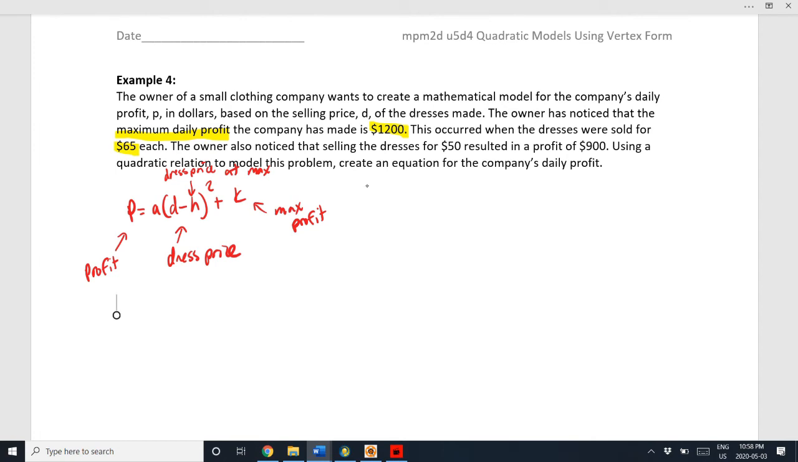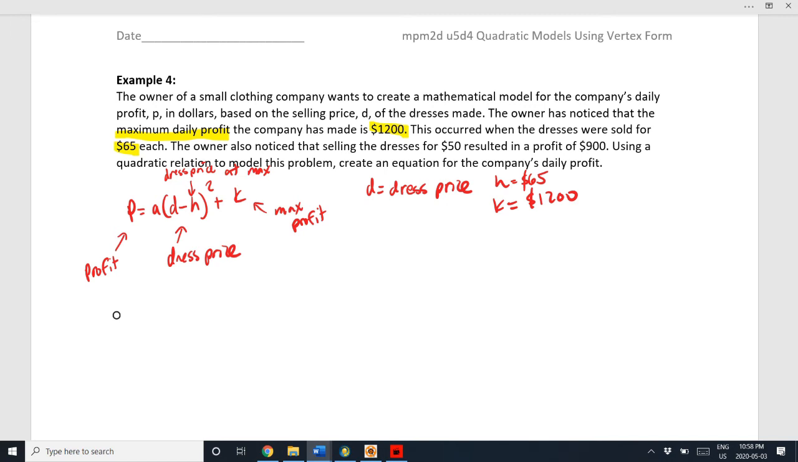Okay, so we know D is equal to our dress price, and we know our maximum occurs when our dress price is at $65. So our H is equal to dress price is $65. Our K is our profits at maximum. So K, our maximum profit, is going to be $1,200. So we know our H, we know our K, and we know what everything represents here.